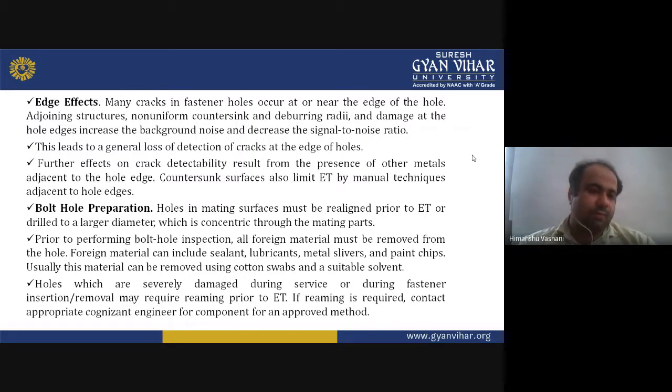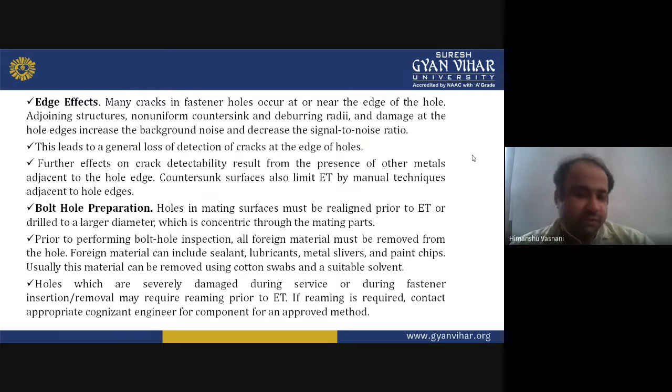Prior to performing this bolt hole inspection, all foreign materials must be removed from the hole. Foreign materials can include sealant, lubricant, metal slivers, and paint chips. Usually, this material can be removed by using cotton swabs or a suitable solvent. You have to remove all foreign materials from the hole.